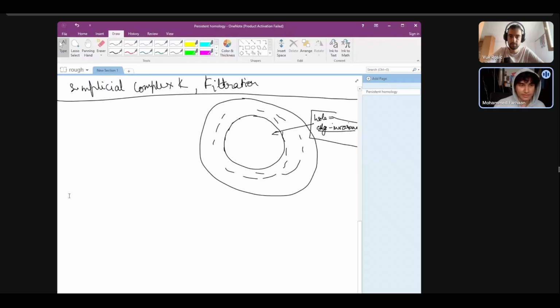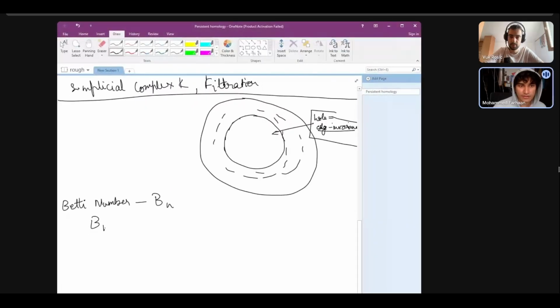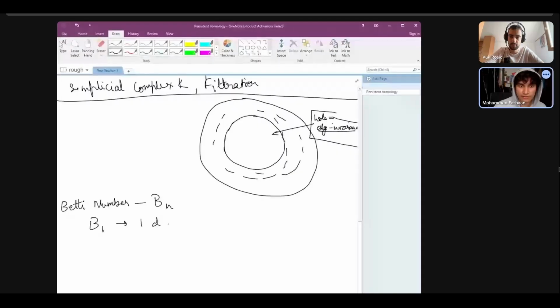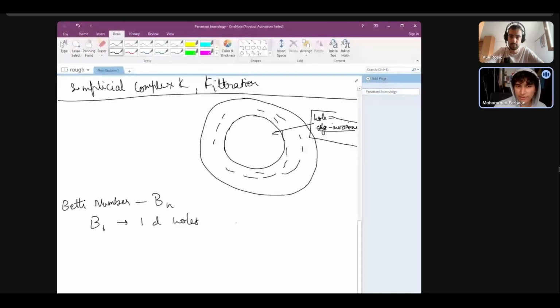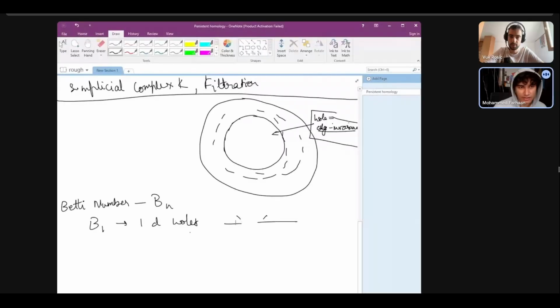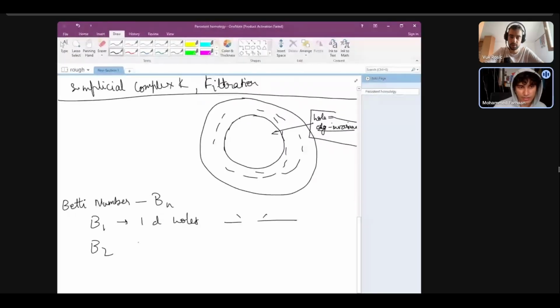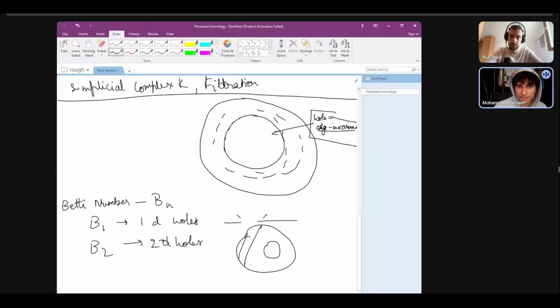So formally, we call these Betti numbers, right? The number of holes a surface has is given by its Betti number, Bn. So Betti number 1 is going to tell you how many 1D holes you have. I think you can explain it as something that's missing over here. Betti number 2 is going to tell you how many 2D holes you have. So if you have just a plain sheet of paper, your 2D hole is just a cutout.